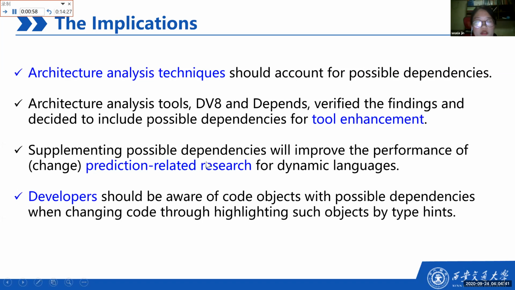Third, our results also show that possible dependency is a major factor causing code change relations among files in revision history. So we indicate that supplementing possible dependencies will improve the performance of change prediction related research for dynamic languages. And last, we suggest that developers should be aware of code objects with possible dependencies when changing code. They can do this by highlighting such objects with type hints.